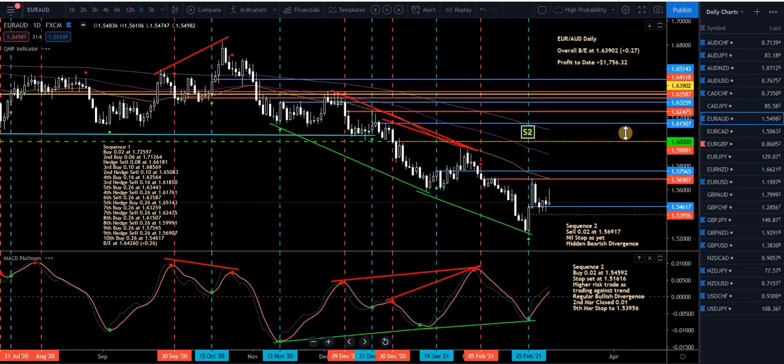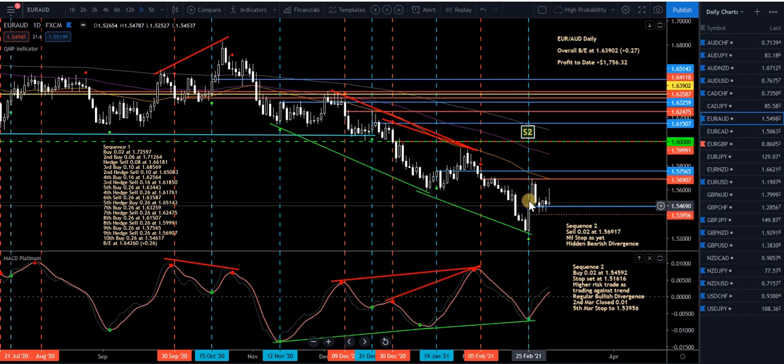Euro Aussie, similar to the Aussie USD, they tend to work in opposite directions. So the last trade is sequence 2. I got the old sequence 1, which is back here somewhere. Overall break-even's up there. Sequence 2 is a buy. You can see the notes written there. It's a high-risk trade based on the regular bullish divergence. So we've got lower lows on price and higher lows on the MACD Platinum. So you can see it there.